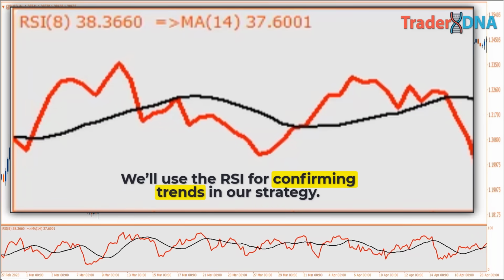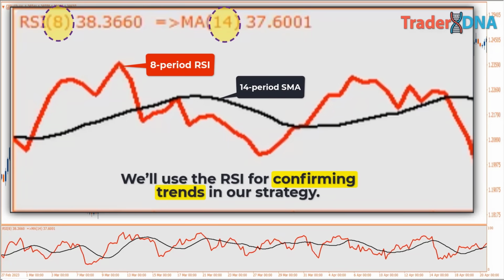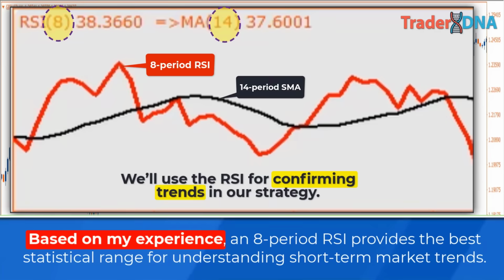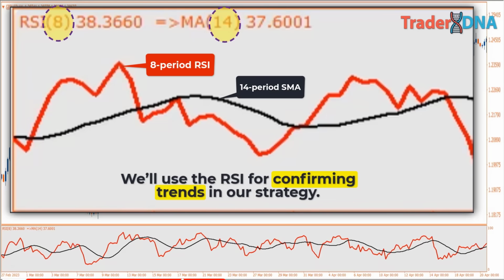Here's how it works. We adjust the default RSI setting to an 8-period RSI and pair it with a 14-period moving average. The 8-period RSI is perfect for tracking short-term price movements accurately. Based on my experience, an 8-period RSI provides the best statistical range for understanding short-term market trends. The 14-period moving average tracks the market's short-term movement, which aligns with the stochastic oscillator settings that institutional traders and major investors use. Using the 8-period RSI with the 14-period moving average is simple but highly accurate for early trend detection.